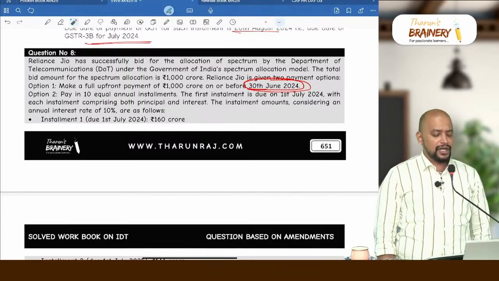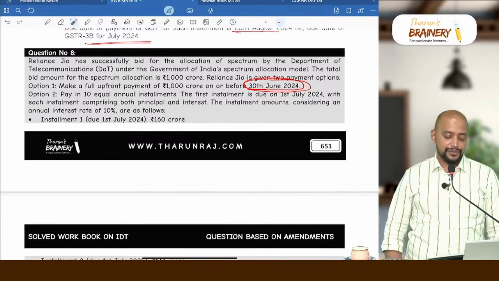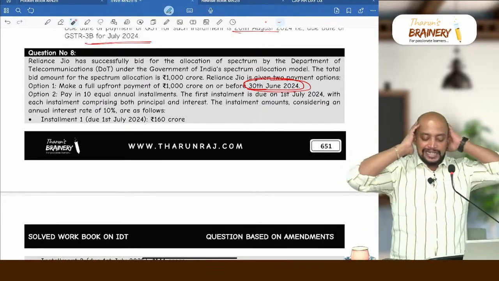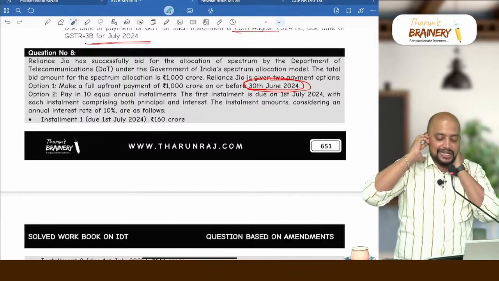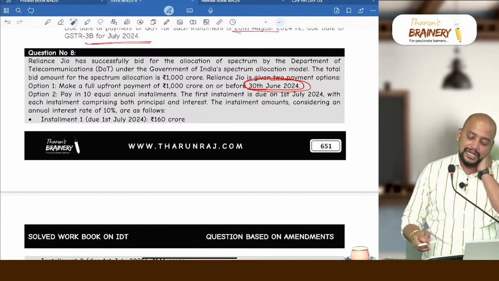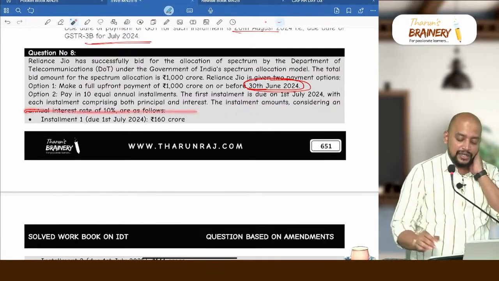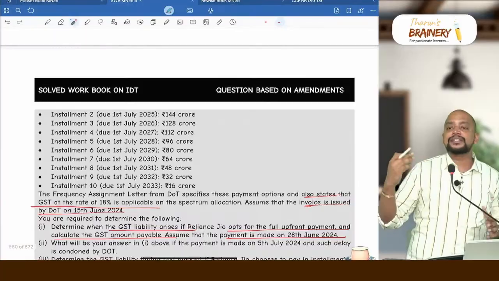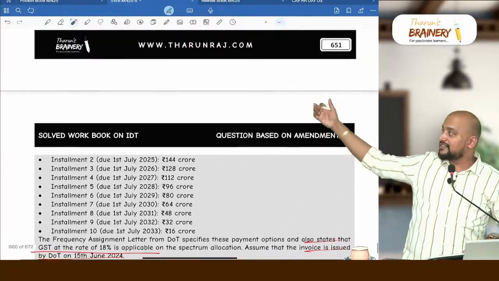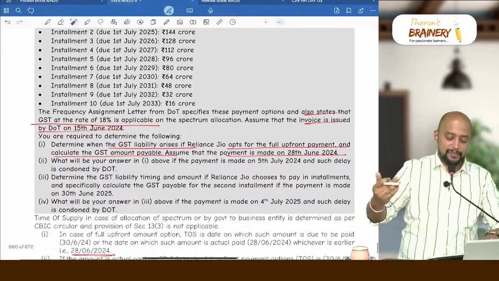Reliance Jio is given two payment options. Option 1, make a full upfront payment of 1000 crore on or before 30th June 2024. Option 2, pay 10 equal installments. The first installment is due on 1st July with each installment comprising both principal and interest. The installment amount considering an annual interest rate of 10% is as follows. They gave this, the frequency assignment letter. I told you, they will mention which installment, how much is the amount, and by when it should be paid, like that.